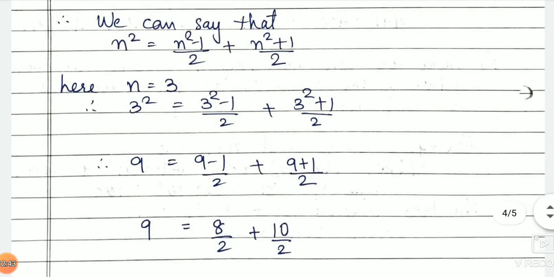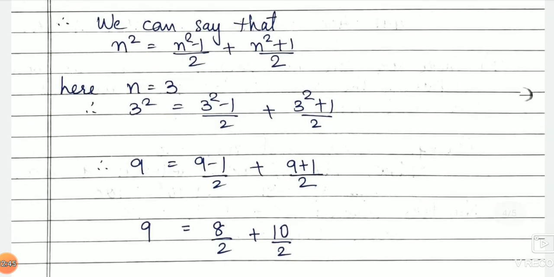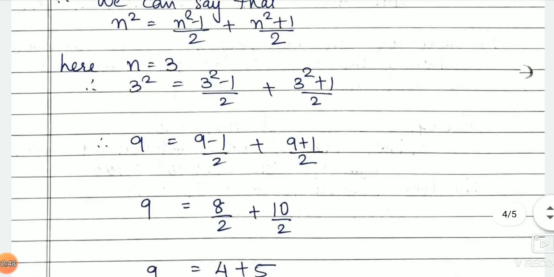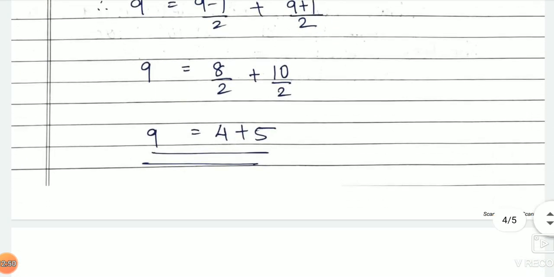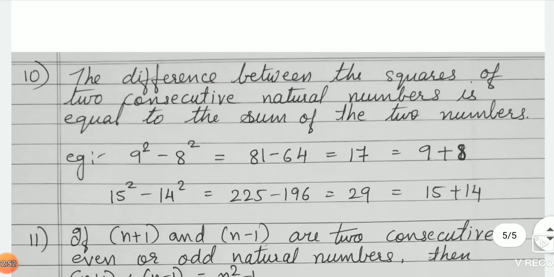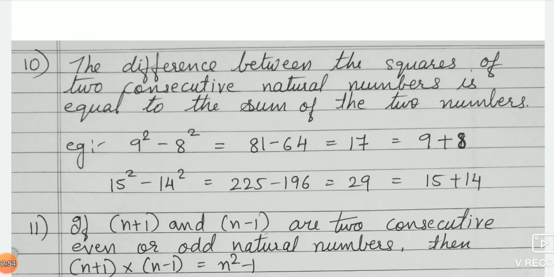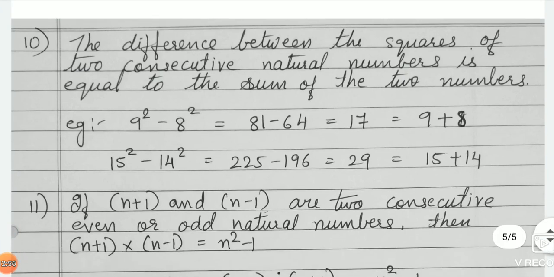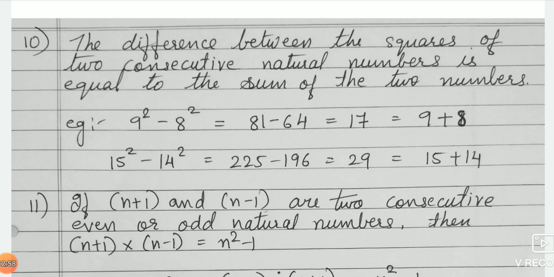Students, you have to remember this formula. This will be needed for solving your exercise which I am going to provide along with this video of the chapter. Now our next property is that the difference between the squares of two consecutive natural numbers is equal to the sum of the two numbers.